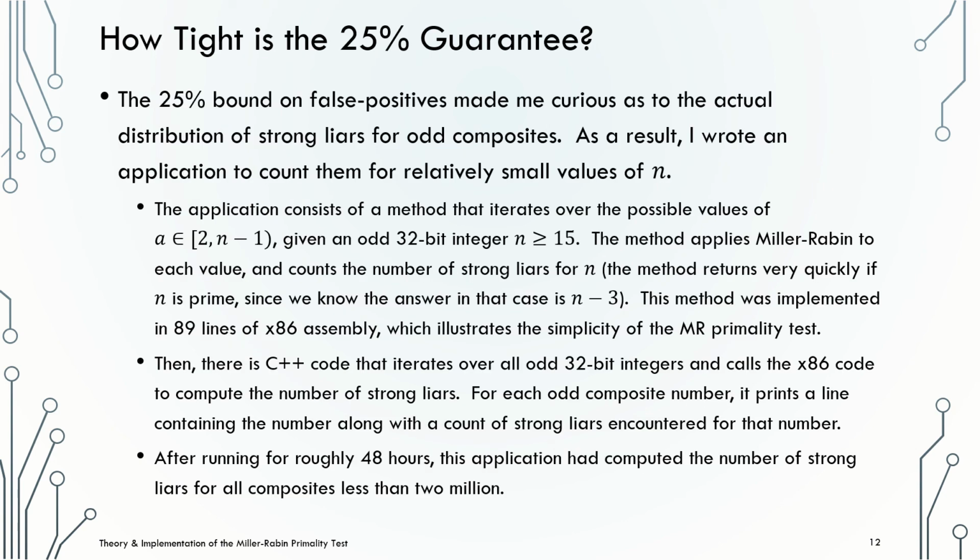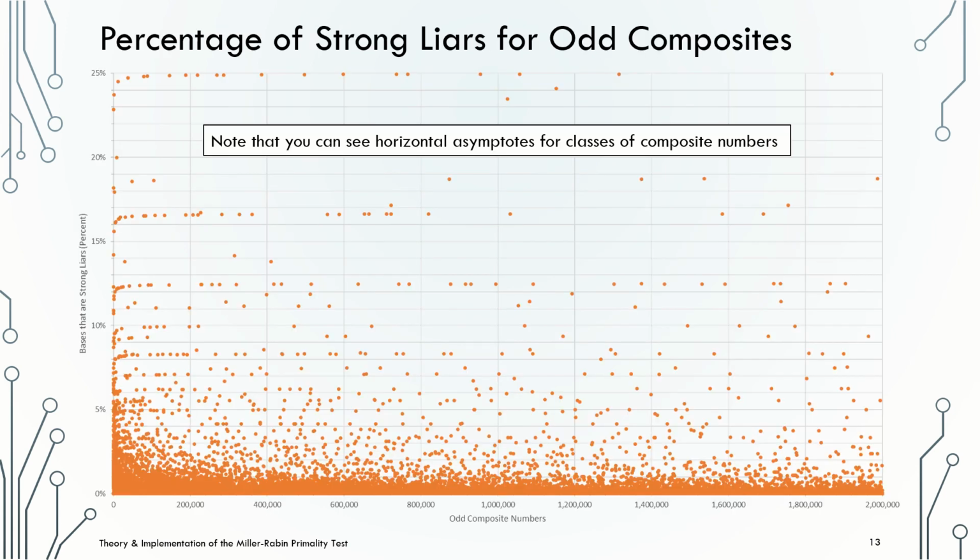So my first question when I saw this is, how tight is this 25% guarantee? So I wrote some code that goes through and iterates through numbers and tests every single base a for any odd composite number and reports back how many of those bases were strong liars. This graph shows the results of that code for numbers less than 2 million. This chart shows all odd composites less than 2 million and what percentage of bases for each number were strong liars.